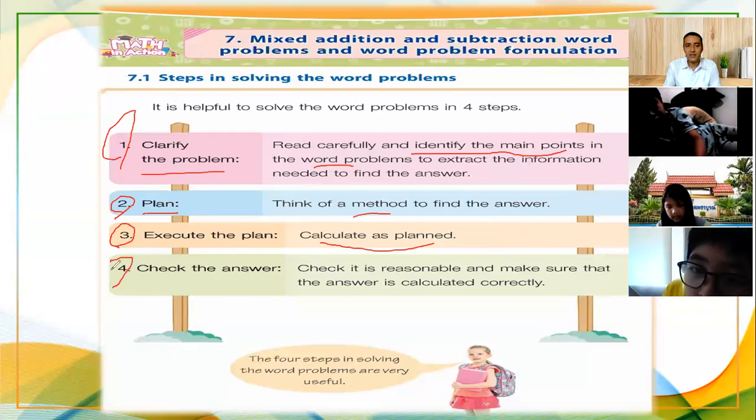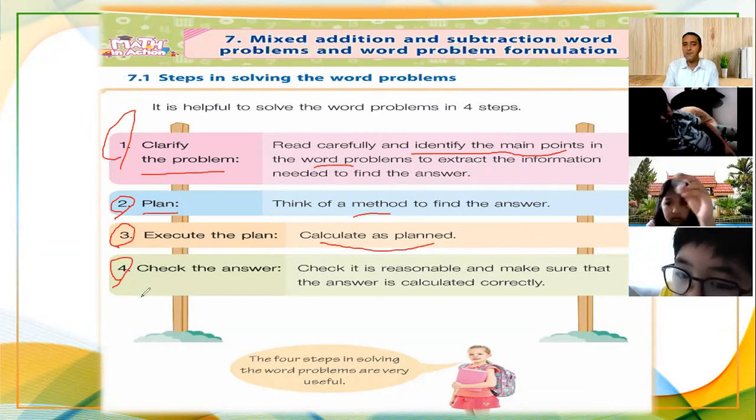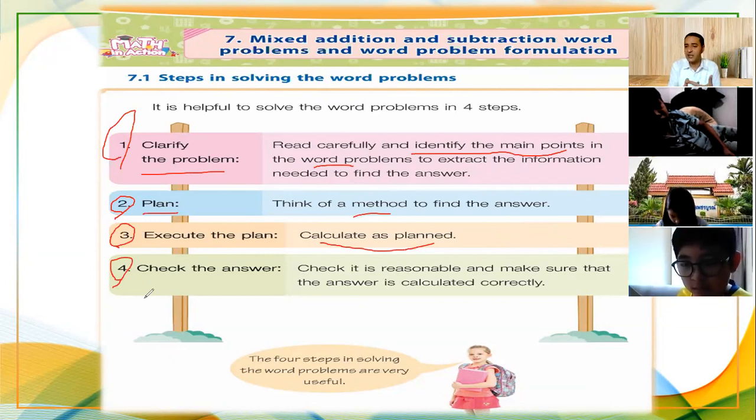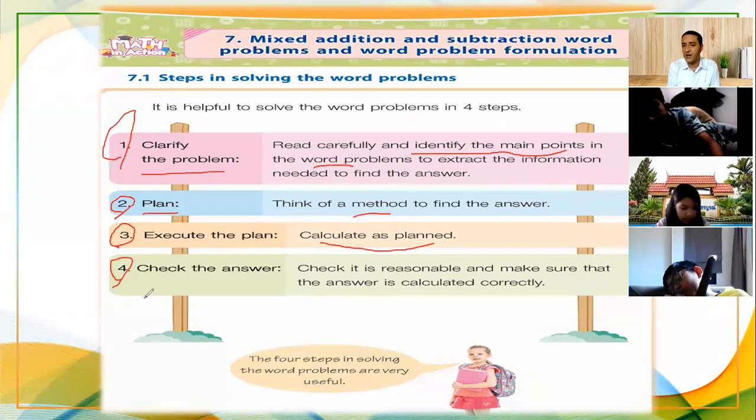And the last, the 4th step, we have to check the answer. If we already solved the problem, then we have to check the answer, to see that it is reasonable and make sure that it is calculated correctly. Same as we did in the previous lessons, the normal addition and subtraction. After we find the answer, we have to check that our answer is correct or not. So these are the 4 main steps that we have to follow.